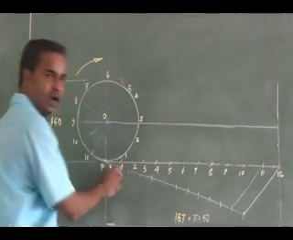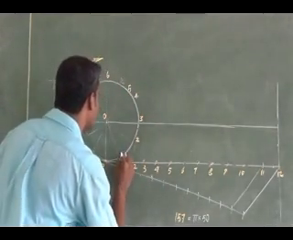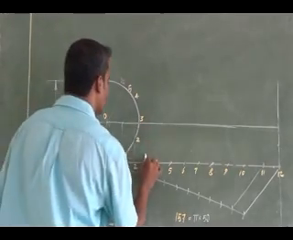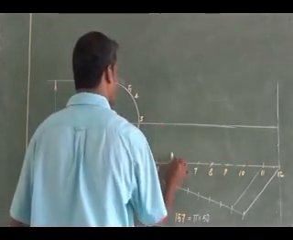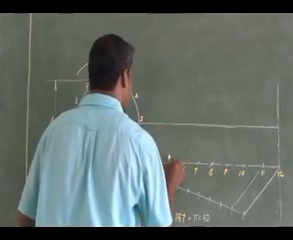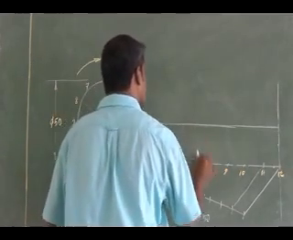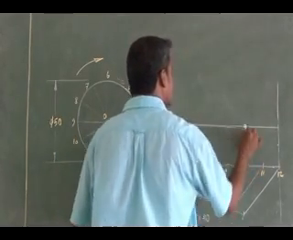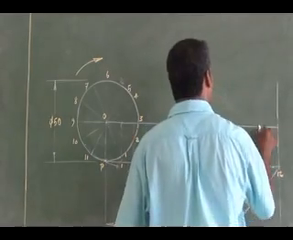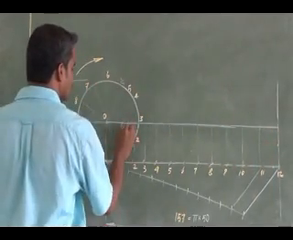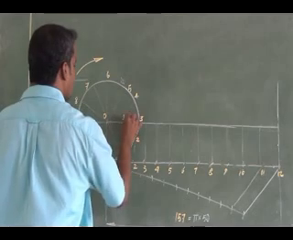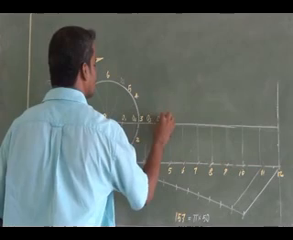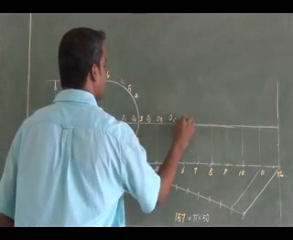So at position 1, the center will be here. I can mark it directly vertical. At position 1, position 2, 4, five. Various central positions I can mark. This is my center 1, 2, 3, center 4, 5.